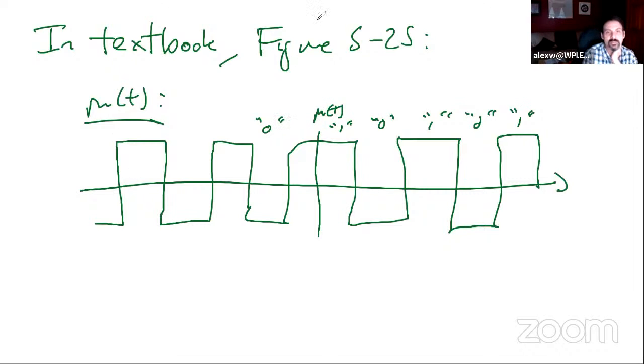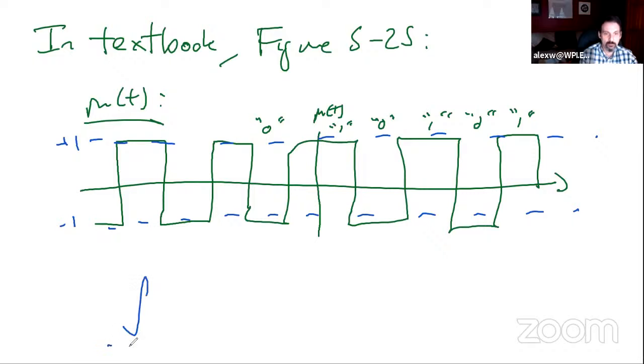So this guy here, the value is +1. Let's say the value here is -1. This is actually perfect because it highlights how that integral function will work. If I were to integrate from -infinity to t of M of lambda, tau, sigma, whatever you want for the dummy variable, you would be integrating this function.